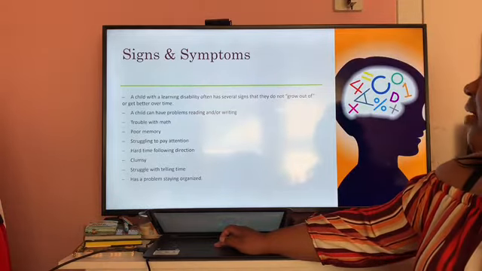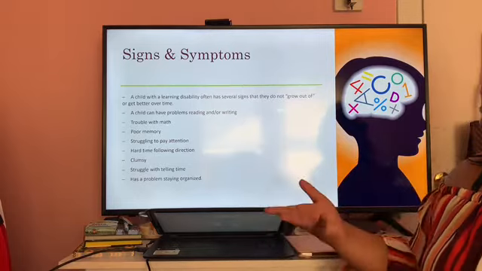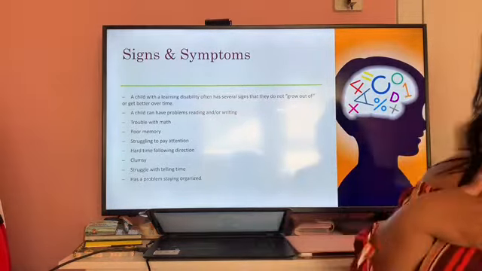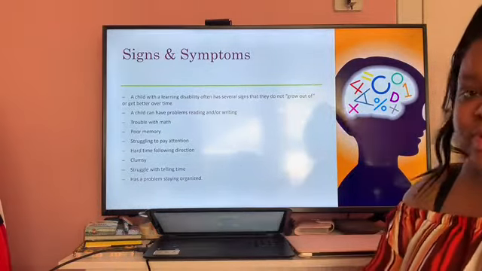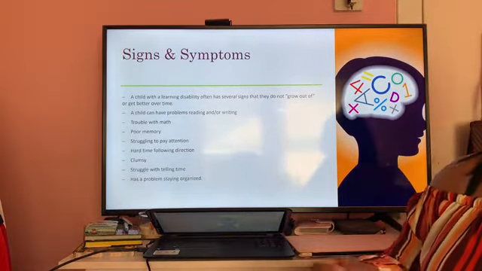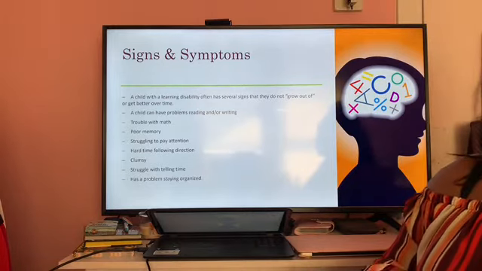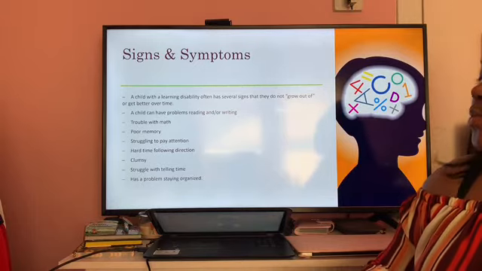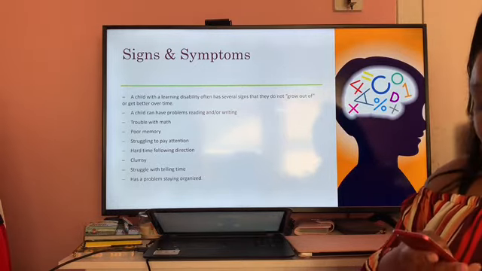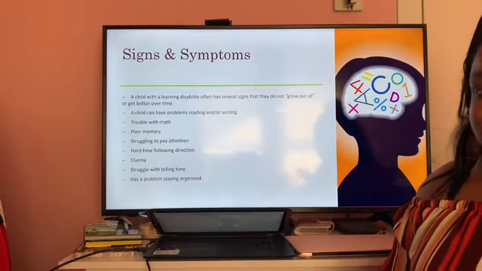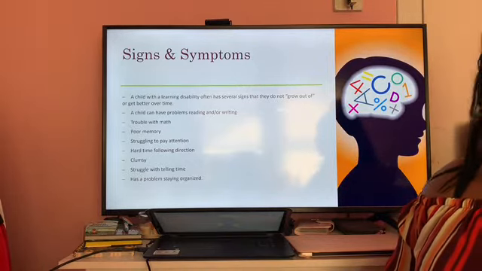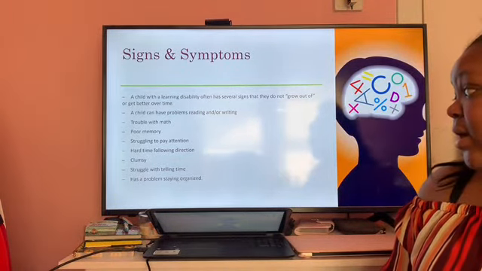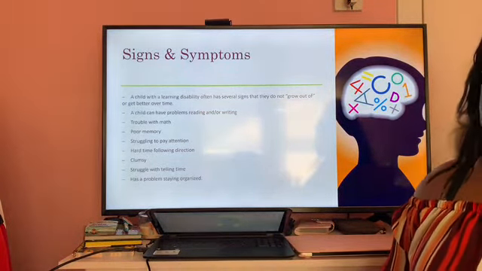So the main signs and symptoms that you want to look for is anything that your child doesn't outgrow. Because just because a child may be struggling to read or write doesn't necessarily mean they have a learning disability. These are things that the child will never outgrow. And they'll also have problems reading and writing, trouble with math, poor memory, struggle to pay attention. They'll be clumsy, have poor organization skills, they'll struggle at telling time, and they'll have a hard time following any type of direction.